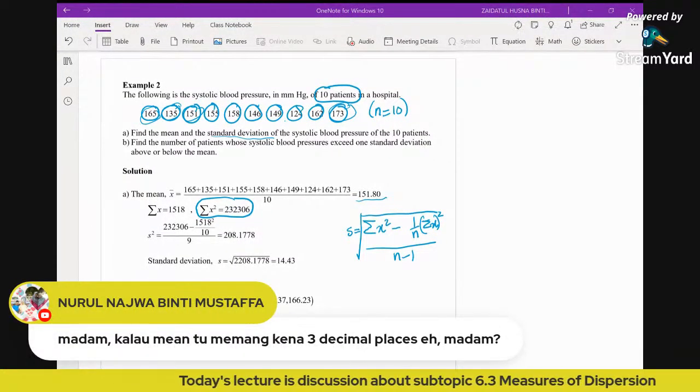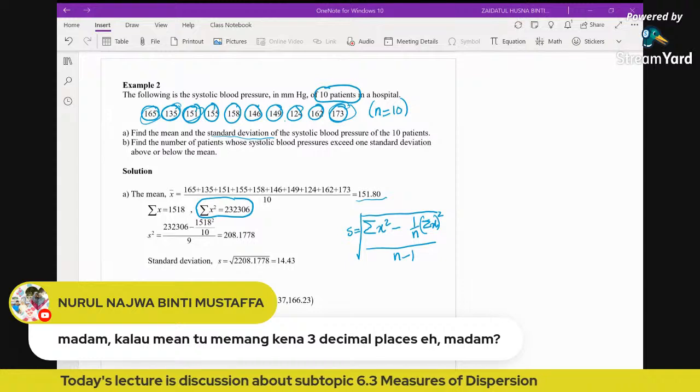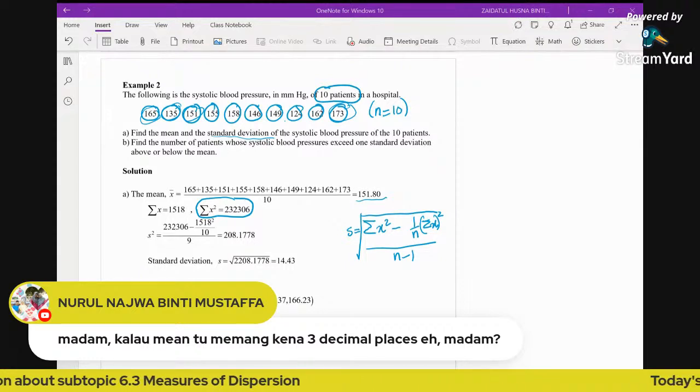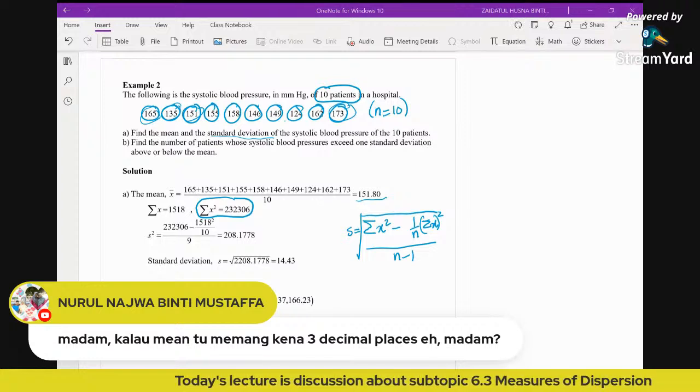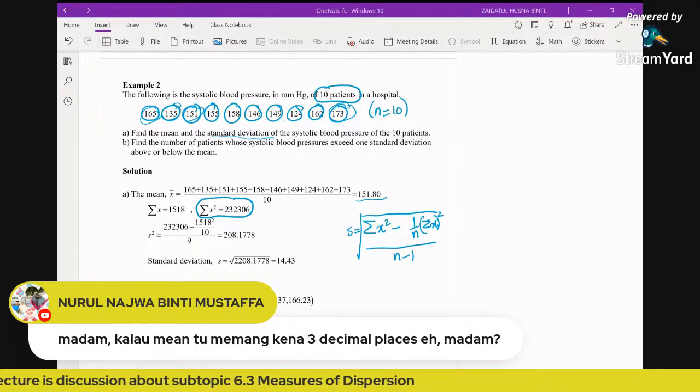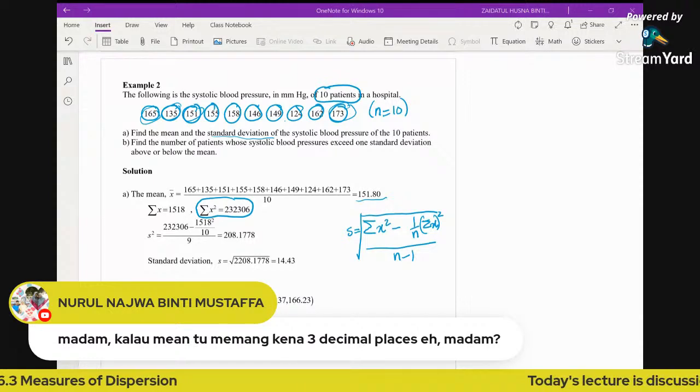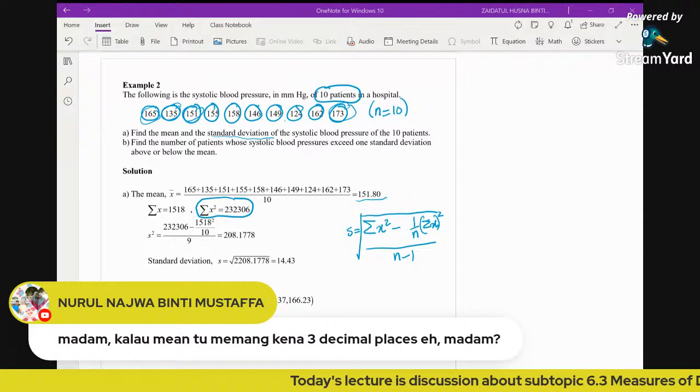We've got one question here. Nurul Najwa asks, Madam, does the mean have to be 3 decimal places? If it's not stated in the question, we will refer to the general instruction in the question paper. The final answer may be given in the form of pi, fractions, or up to 3 significant figures. So the minimum you can provide is 3 significant figures.